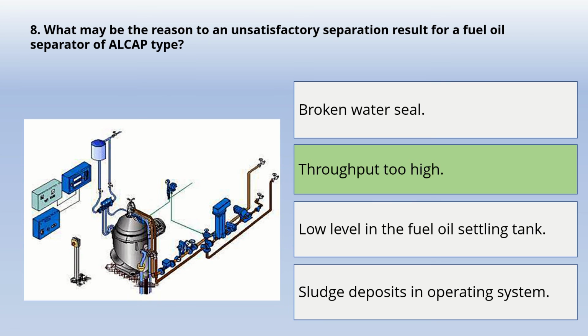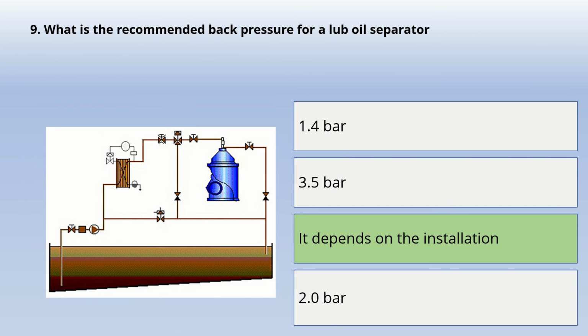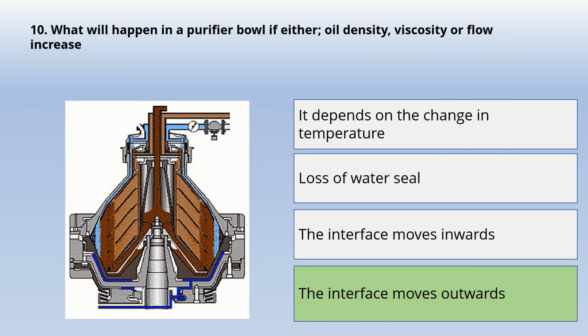What may be the reason for an unsatisfactory separation result for a fuel oil separator of L-cap type? Throughput too high. What is the recommended back pressure for a lube oil separator? It depends on the installation. What will happen in a purifier bowl if either oil density, viscosity or flow increase? The interface moves outward.